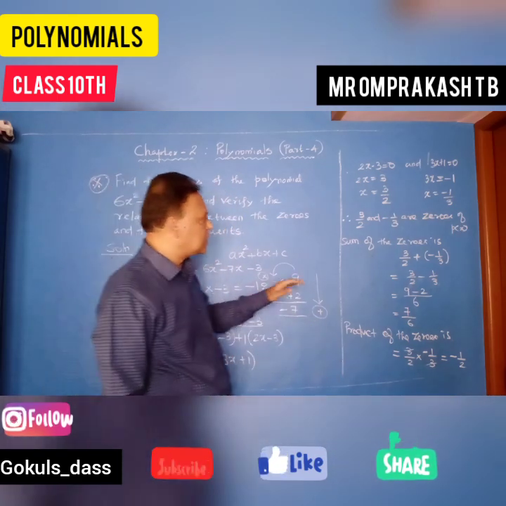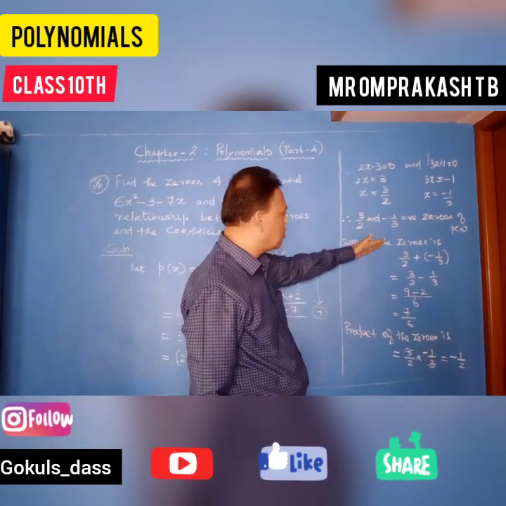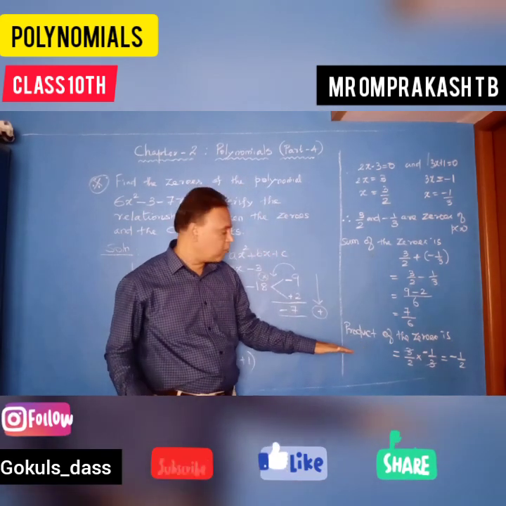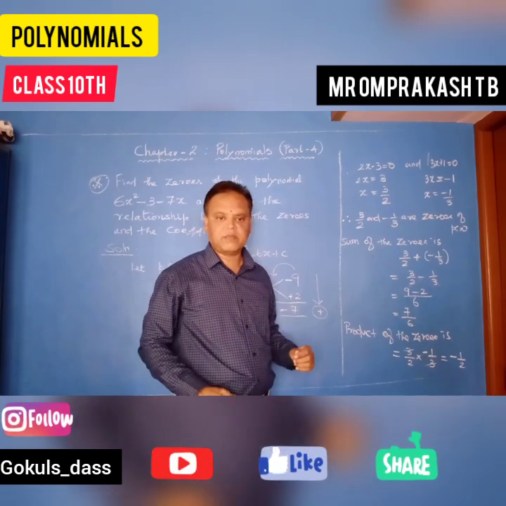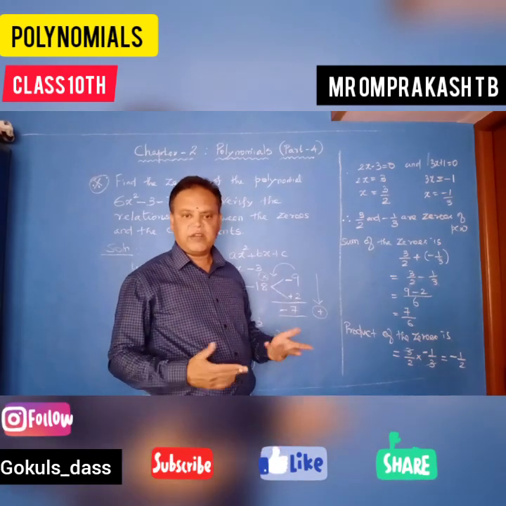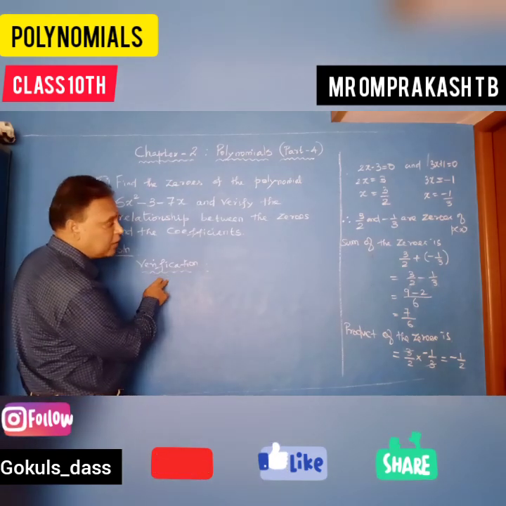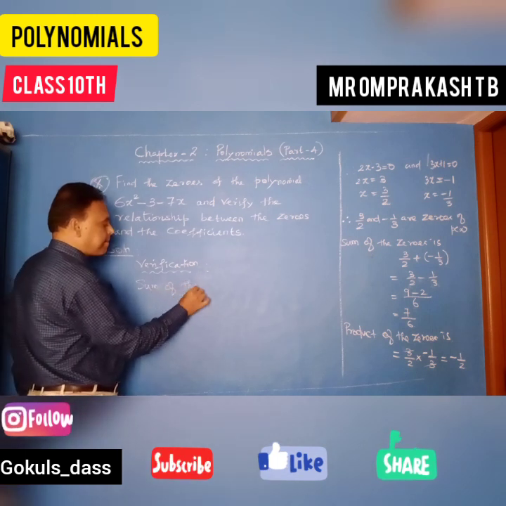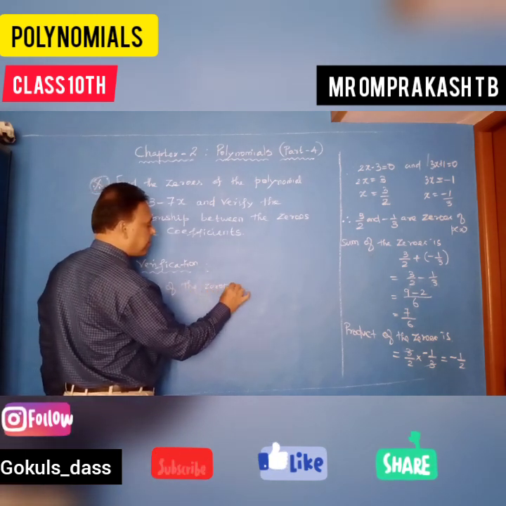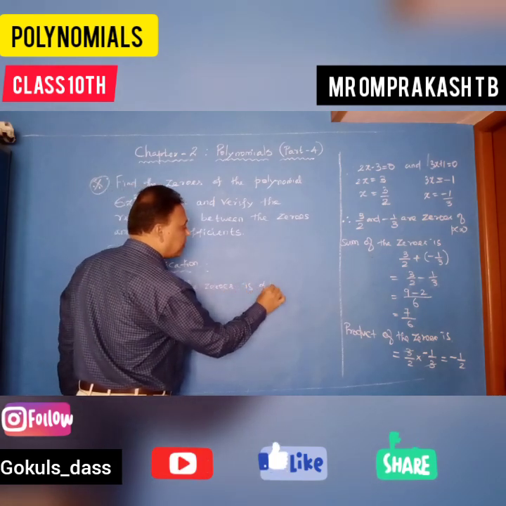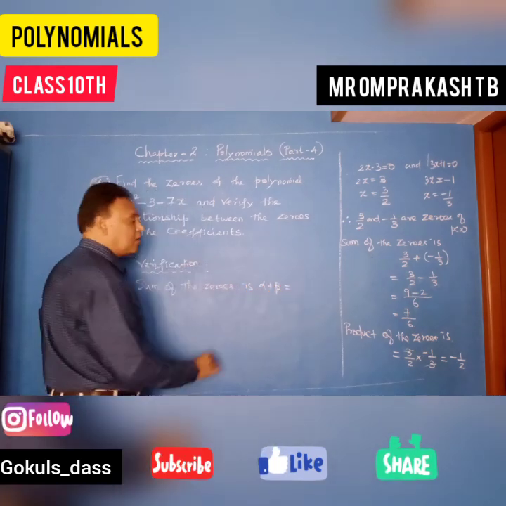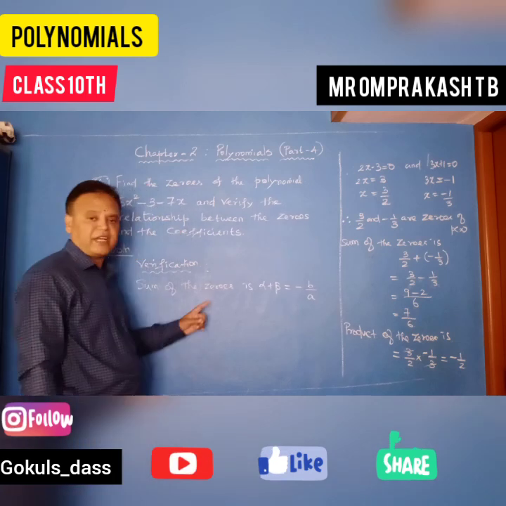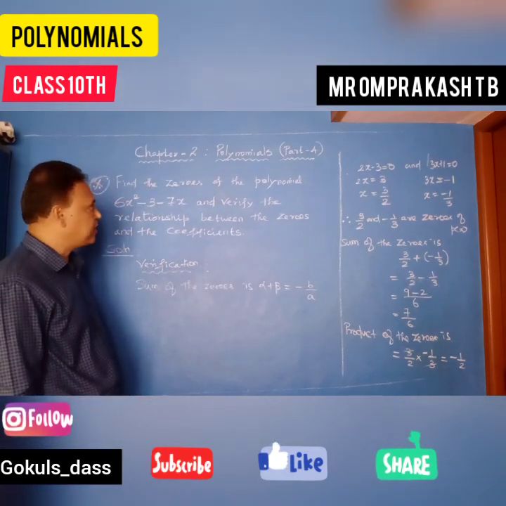By using zeros, we found the sum of the zeros and the product of the zeros. So next we have to verify by using coefficients. By using coefficients we can verify. Clear? So here the sum of the zeros is alpha plus beta. What is alpha plus beta? Minus b by a. Already the formula is given. Alpha plus beta means you have to remember minus b by a.